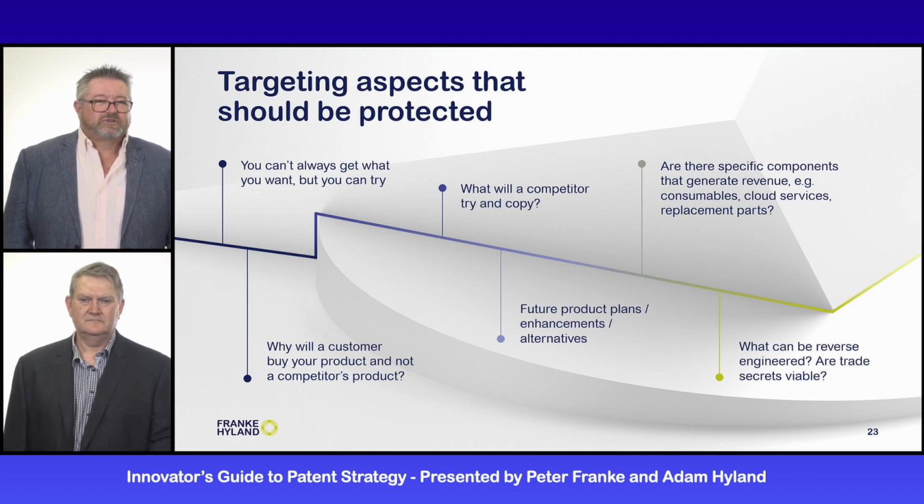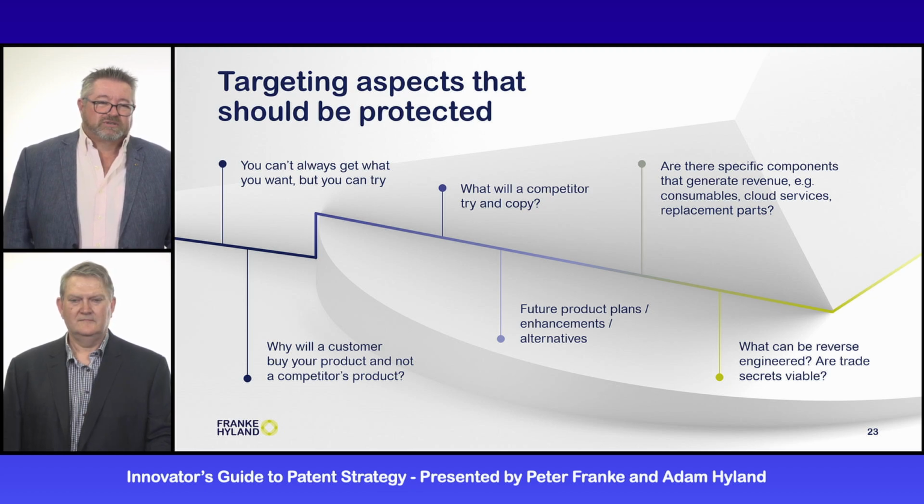So we will always try and protect everything that we can. You can't always get what you want, but you can certainly try. What we need to know is, will a customer buy your product, and why will they buy your product and not a competitor's product? What will your competitors try and copy?